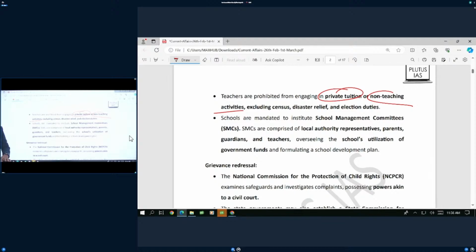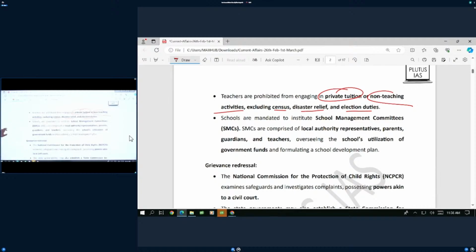No schooling teacher can provide any kind of private tuition or non-teaching activities. However, they can be used for census, disaster relief, election duties. इसमें उनका इस्तेमाल हो सकता है by law. But private institutions are not allowed, but nonetheless they are happening everywhere.